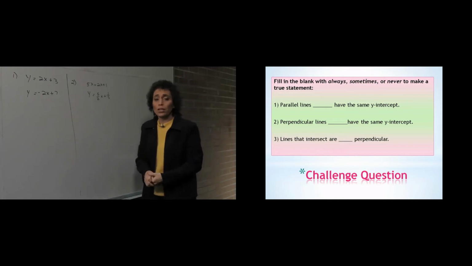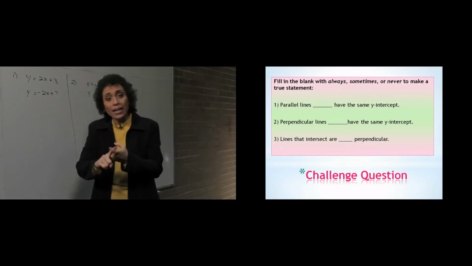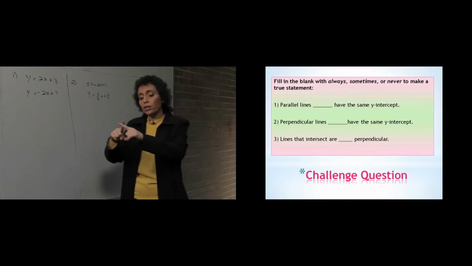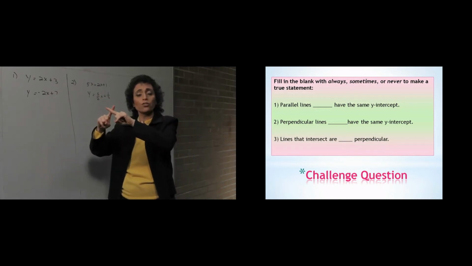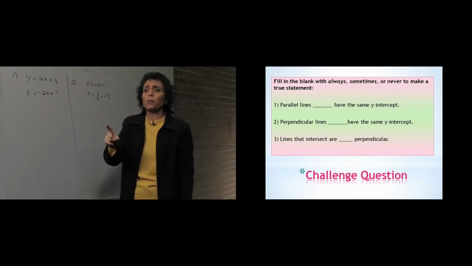Perpendicular lines have the same y-intercept. Well, we talked a little bit about that. They might. In my example, they did not, but they might. You could have two lines that share the same y-intercept and are still perpendicular, so that's sometimes, okay?